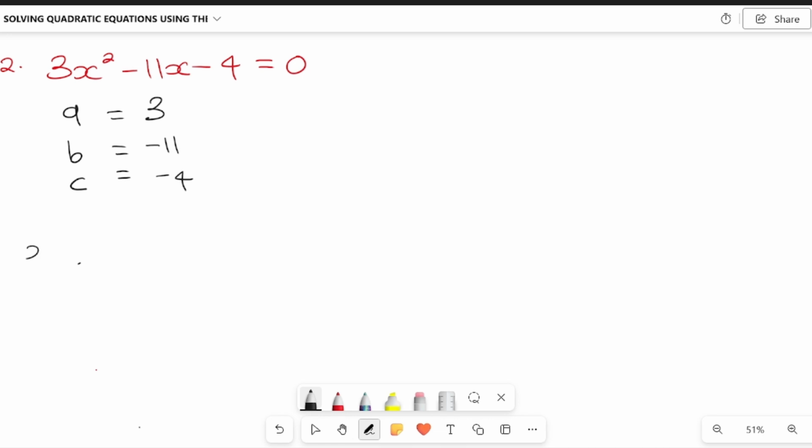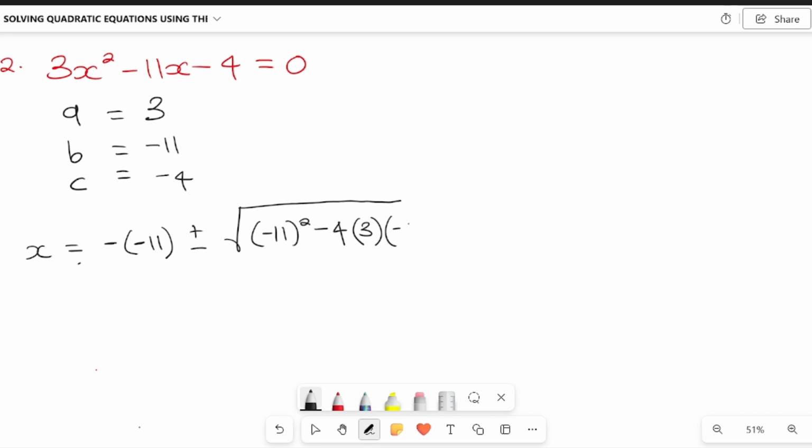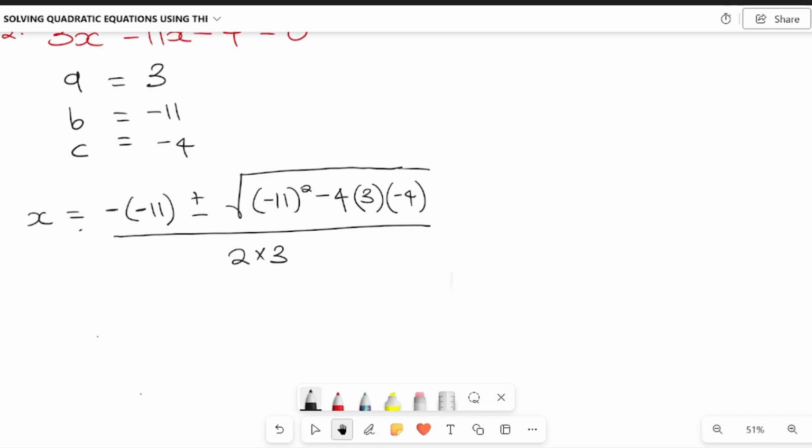That will give us x equals the negative of negative 11, which is negative b, plus or minus square root of b squared, which is negative 11 squared, minus 4 into a, which is 3, and c, which is negative 4, all over 2a, which is 2 times 3.